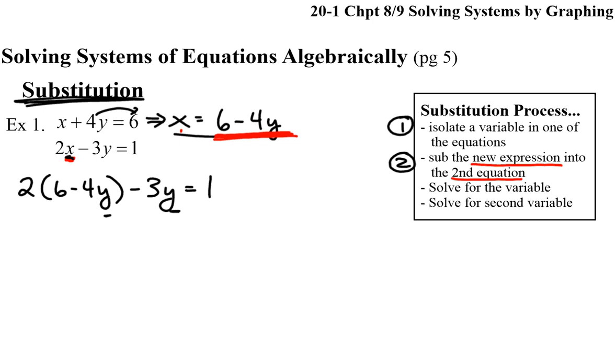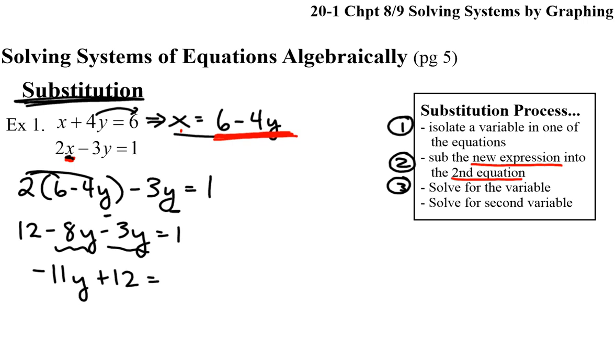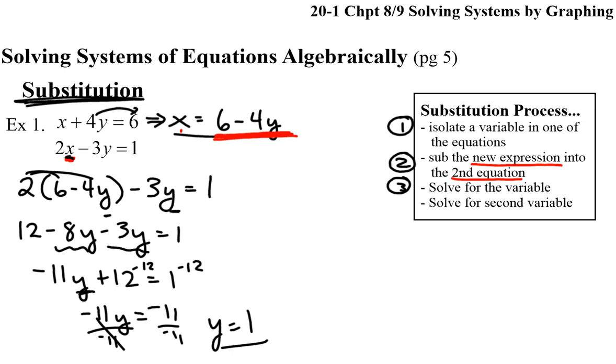So as a third step, we can solve for the variable that we now have in our new equation. To do that, straight up algebra: multiply, get rid of brackets, combine like terms, and now isolate your variable. Subtract 12. Negative 11y equals negative 11, and y equals 1. So there are the steps that we can do algebraically.